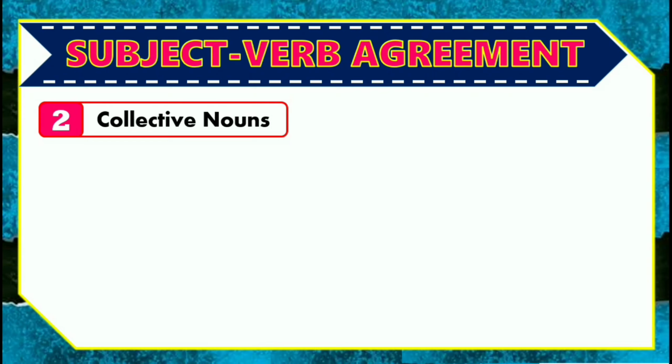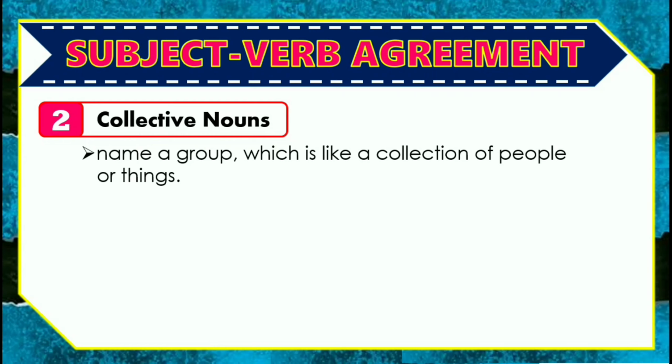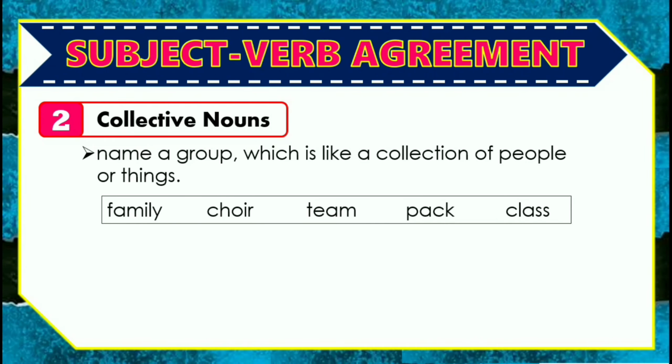But what do we mean by collective nouns? Collective nouns name a group, which is like a collection of people or things. For example, family, it's a group. Choir, team, pack, or class. So these are some examples of collective nouns.